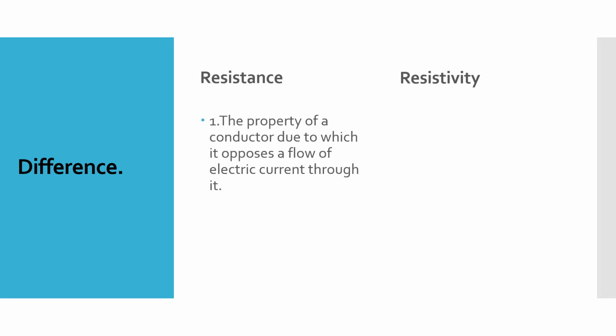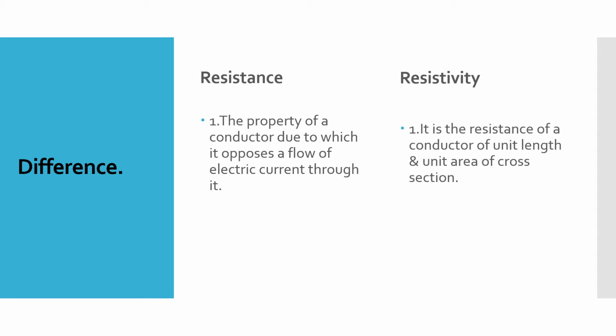Thus, resistance and resistivity are different properties. Now, we can write the difference between them as follows. At first, resistance and then resistivity. At first, we can write the definition of both the quantities. The property of a conductor due to which it opposes a flow of electric current through it is known as the resistance of that material. Then resistivity. Resistivity is the resistance of a conductor of unit length and unit area of cross section.